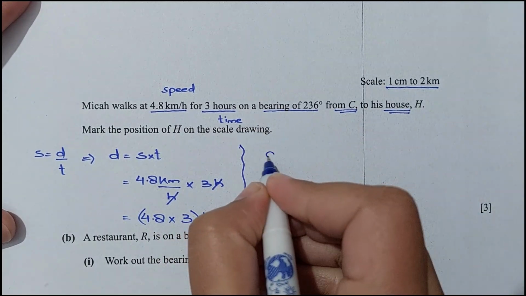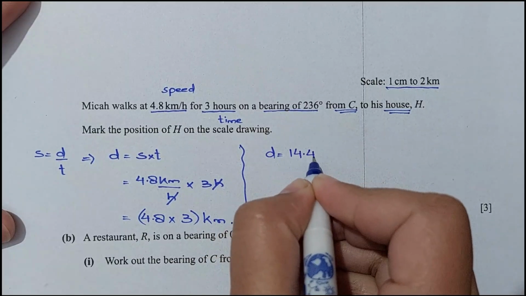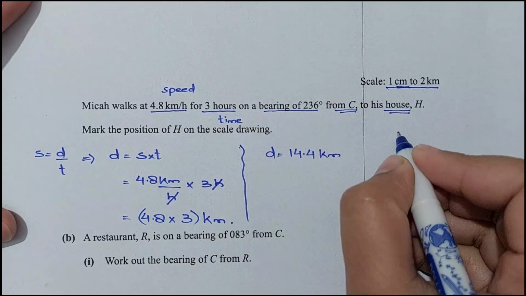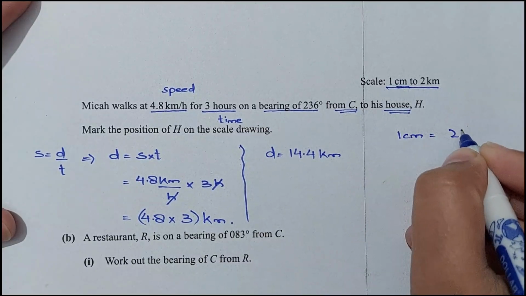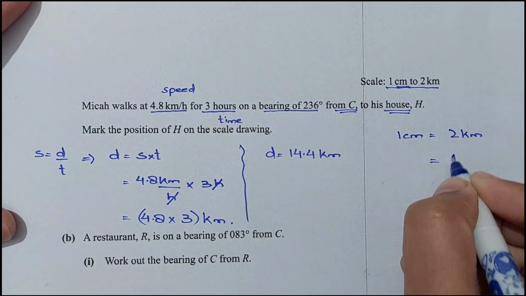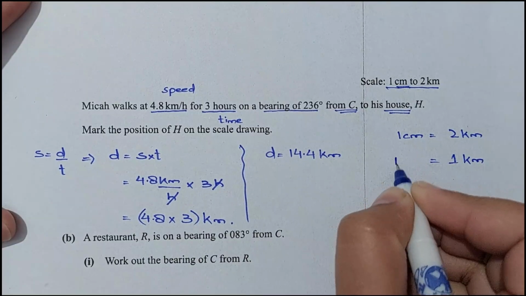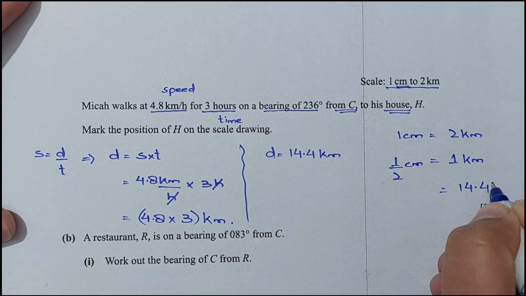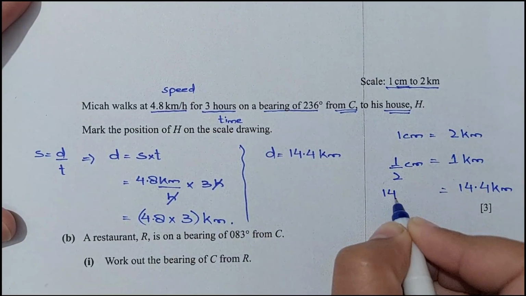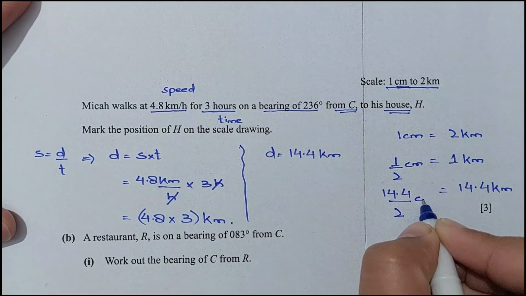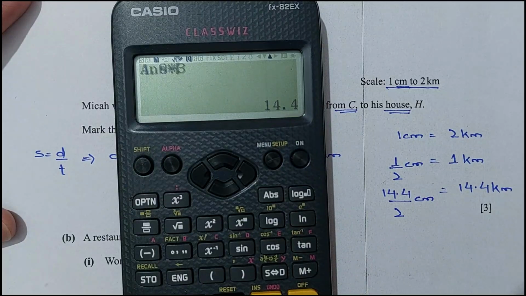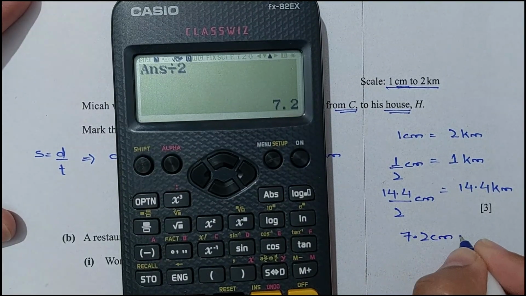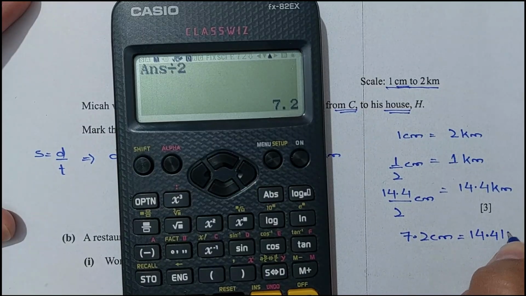So the distance is equal to 14.4 kilometers. We have to convert the kilometers into centimeters. So 1 centimeter equals 2 kilometers. What does 1 kilometer represent according to the scale drawing, which is 1 by 2 centimeter, and what does 14.4 kilometers represent, which is 14.4 divided by 2 centimeters. All right, so 14.4 divided by 2 is 7.2 centimeters for 14.4 kilometers.